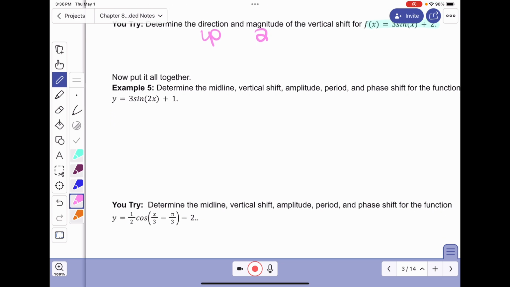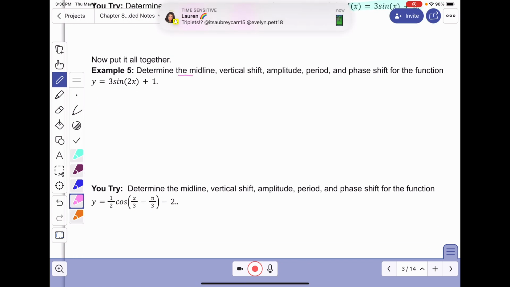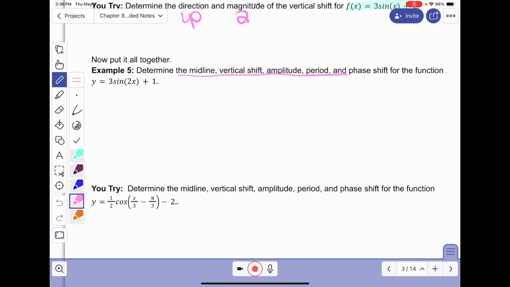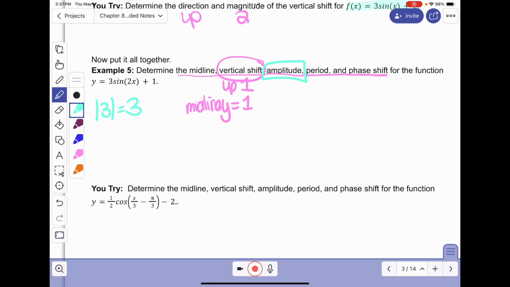So let's put it together. Find the midline, vertical shift, amplitude, period, and phase shift for the function. Our vertical shift is up 1, which means the midline is going to be a horizontal line at y equals 1. That's how that part works. So midline. Okay. Now we have our amplitude. Amplitude is going to be the absolute value of 3, which is 3.